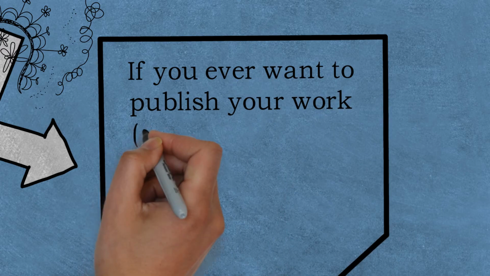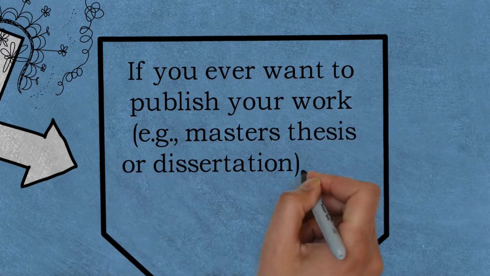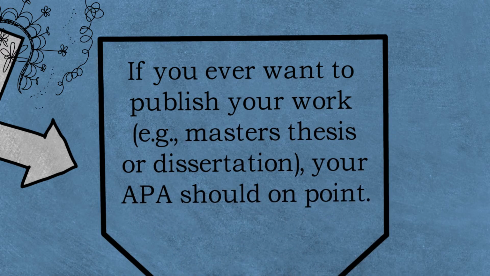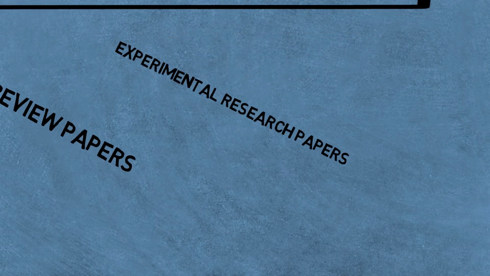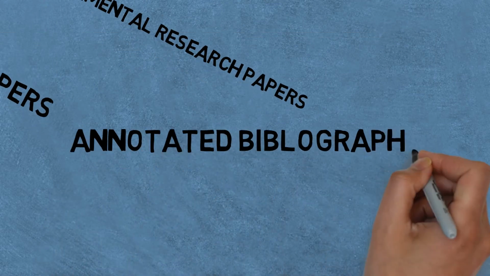If you ever want to publish your work, such as writing your master's thesis or dissertation, then your APA should be on point. There are two main types of formats: literature review papers and experimental research papers. Sometimes your teacher might ask you to write an annotated bibliography.